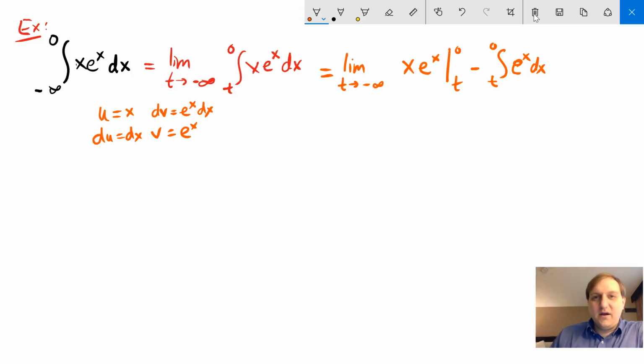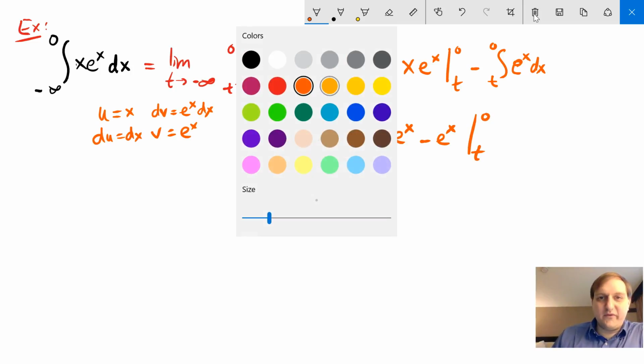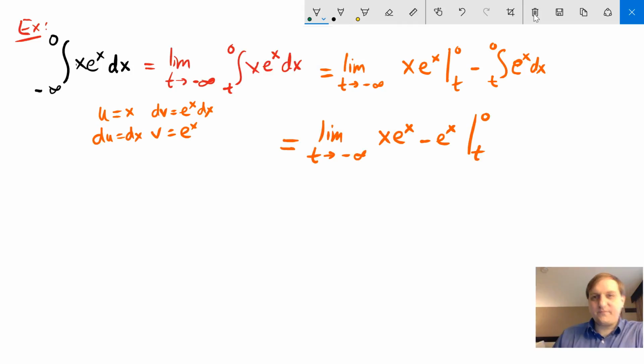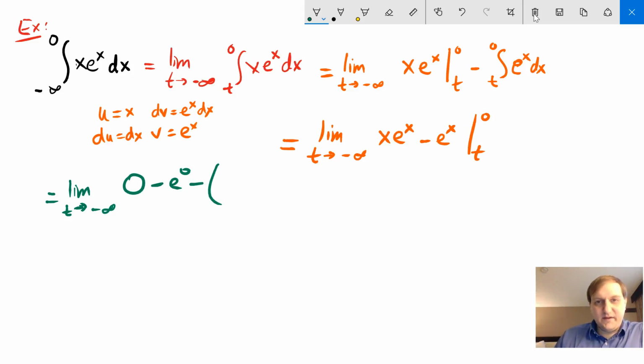Okay, great. And now this is the limit as t goes to negative infinity of x e to the x minus e to the x from t to 0. So that wasn't too hard, actually doing the integral. Now let's evaluate. By the way, writing that limit every time is really annoying. So that's 0 minus e to the 0 minus t e to the t minus e to the t.